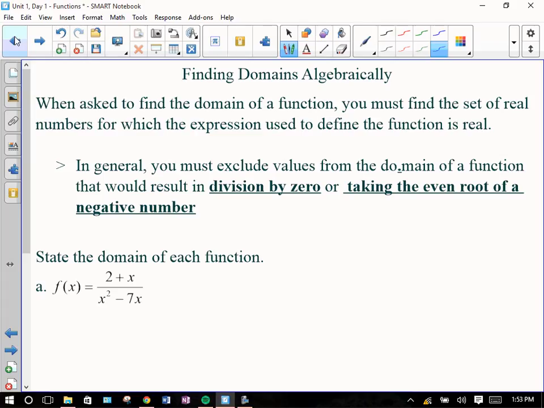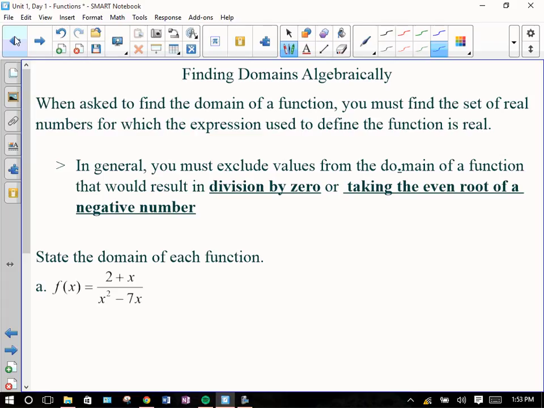So finding domain algebraically, again, this is one of the more important things that you're going to want to know how to do. This is going to set you up for success in your first college class. It's going to set you up for success in AP Calculus that you're taking next year, and in college.